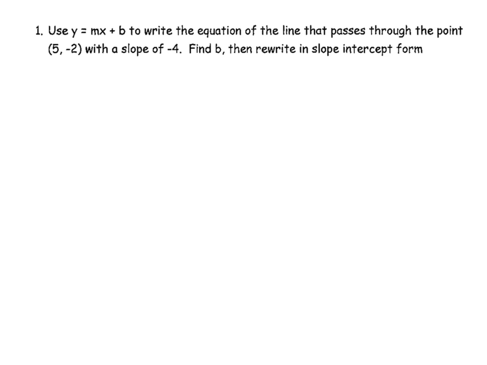Use y equals mx plus b to write the equation of the line that passes through the point (5, negative 2). So what is my x in this example? 5. What's my y? Negative 2. And what is my m? Negative 4. A slope of negative 4, so m equals negative 4. My first step is to write y equals mx plus b.